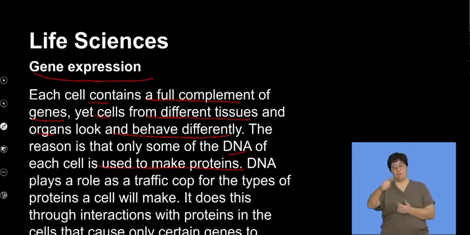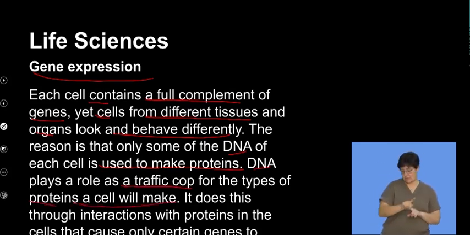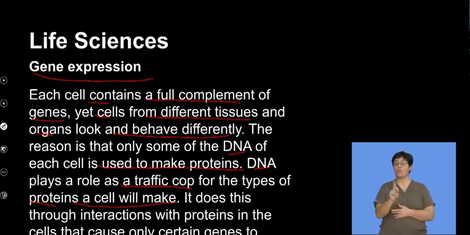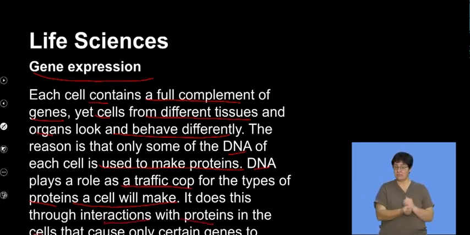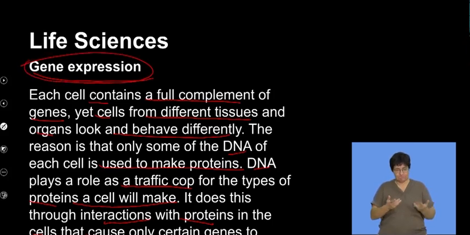So we say that DNA plays a role as a traffic cop for the types of proteins a cell will make. It does this through interactions with proteins in the cells, causing only certain genes to be expressed. So we say that not all genes are expressed in every cell. Certain factors regulate the expression of genes in a cell.